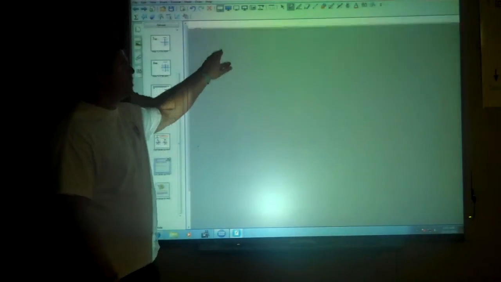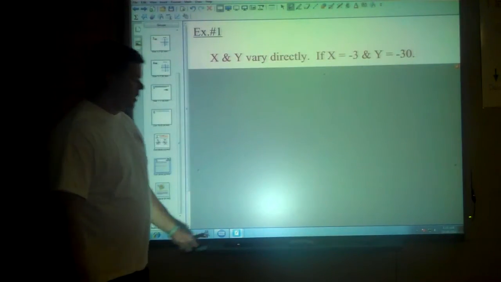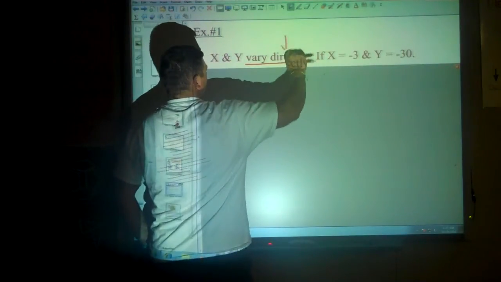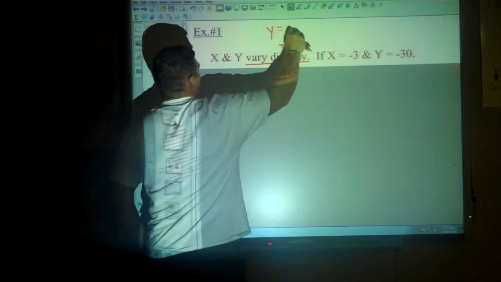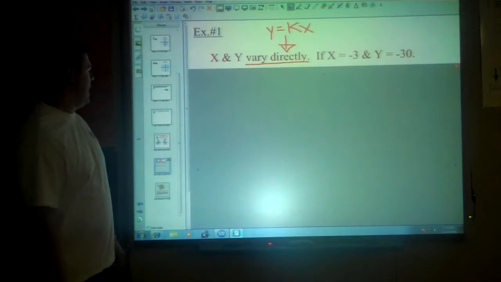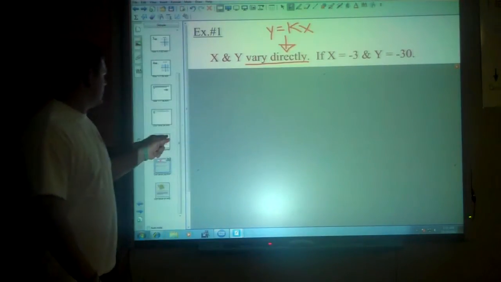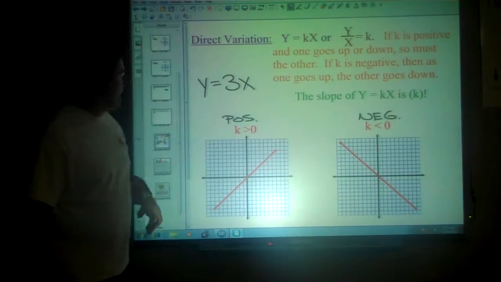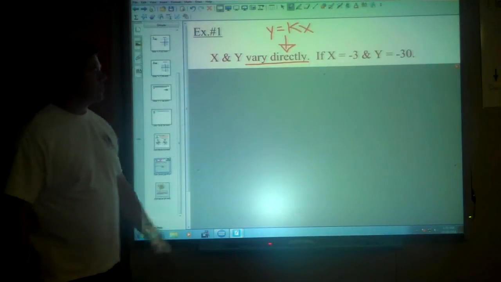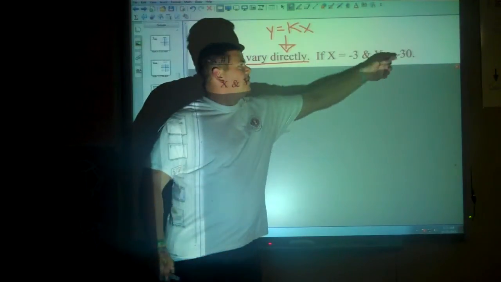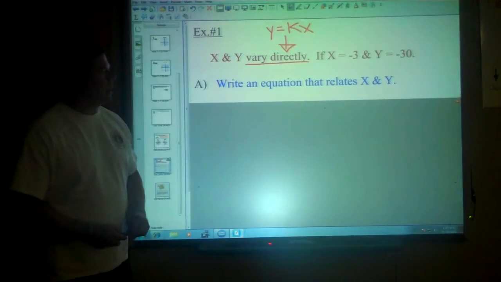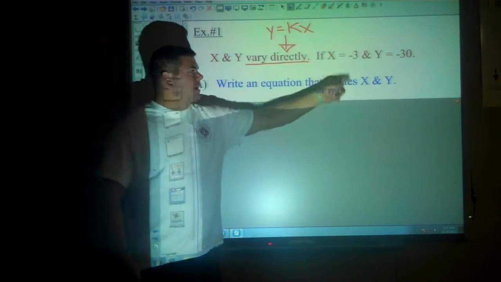Now, this first scenario here, this first example, one of the key words that you'll see is they vary directly. The moment you see that, you start thinking, oh man, y equals kx. How do I know it's y equals kx? Because it said they vary directly, and the definition for that means y equals kx. So I look for that key word, and I know I'm dealing with y equals kx. They've given me x and they've given me y, but they have not given me k. So from there, I want to write an equation that relates x and y.